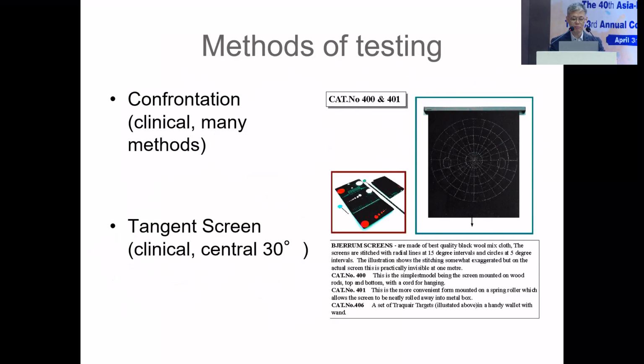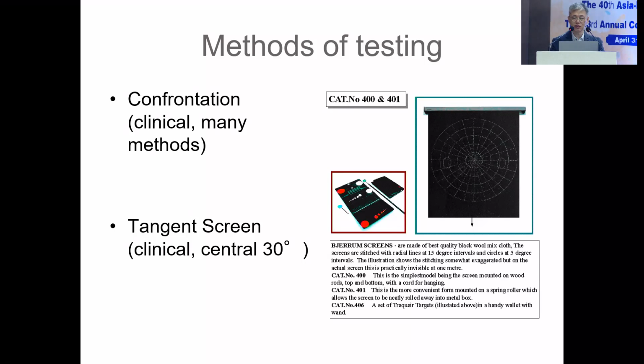We all know that there are many methods to doing it. Confrontation, there are about as many methods to do confrontation as there are people doing them. The tangent screen, I'm not sure if anybody still does a tangent screen. It's probably useful in low resource settings, or if you're trying to determine if someone is malingering or has functional loss and you're looking for tunneling of the visual fields.